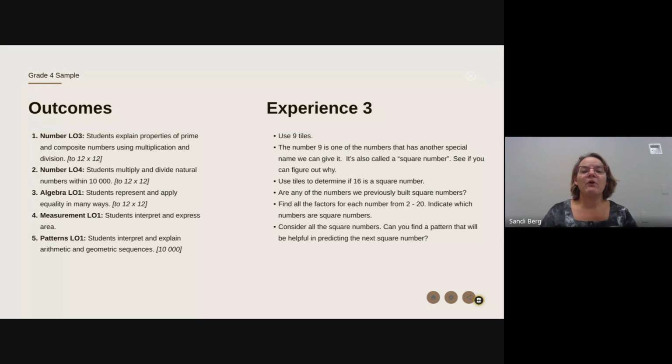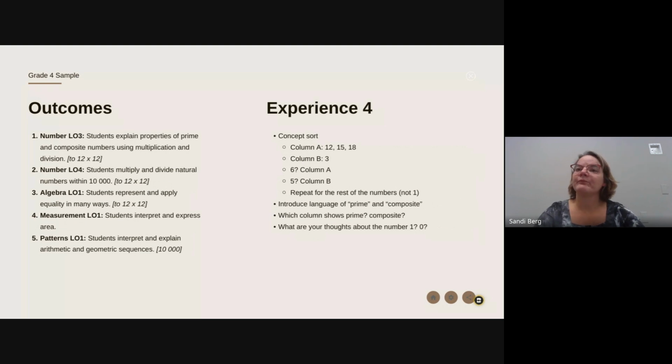When you're done, consider all the square numbers. Can you find a pattern that would be helpful in predicting the next square number? So which outcomes do you think I was deliberately focusing on there? So the last four, again, multiplication and division, equality, area, and looking for patterns.